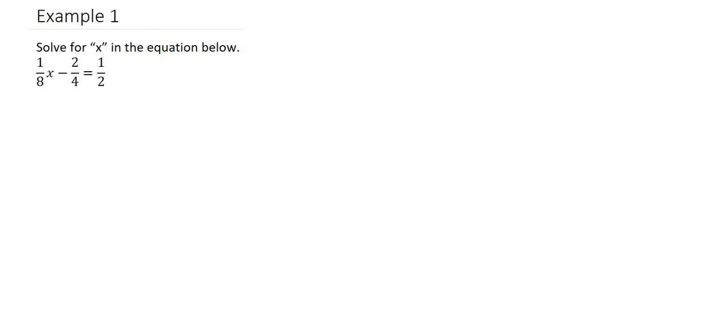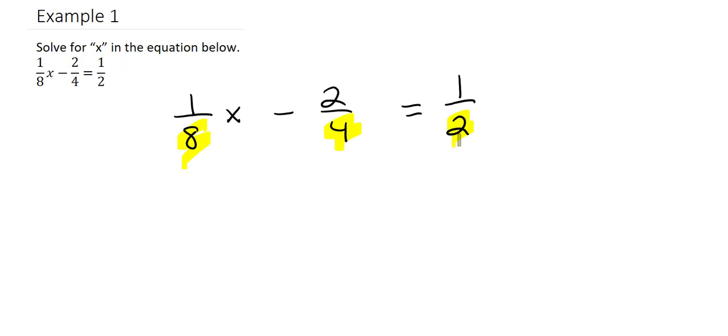So example 1, we're going to solve for x in the equation below. Notice we have 1/8 x minus 2/4, which is equal to 1/2. When we look at our fractions, notice we have an 8, a 4, and a 2. The least common denominator between all of them would be 8, because the multiples of 2 are 2, 4, 6, 8; of 4 are 4, 8; and of 8 is just 8. So the least common multiple, which gives us the least common denominator, is 8.